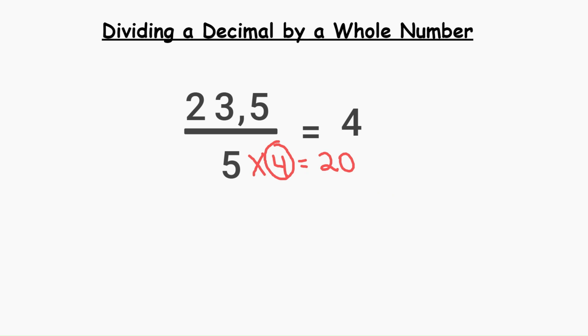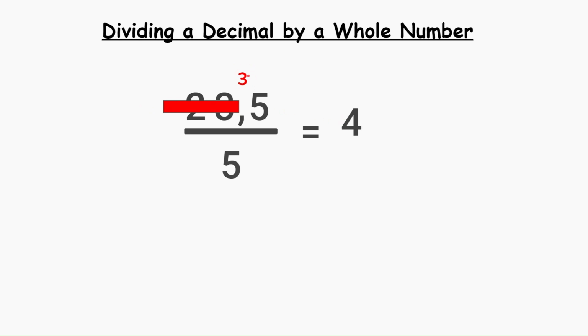Now there is a remainder. You notice that when you divide 23 by 5, you have 3 left over. That's important. We need to include the remainder because it's going to help us with the rest of our problem. So now we're going to keep dividing.